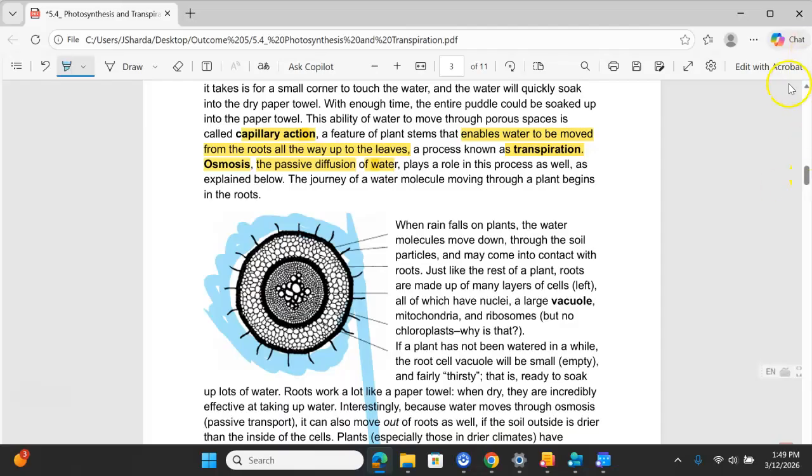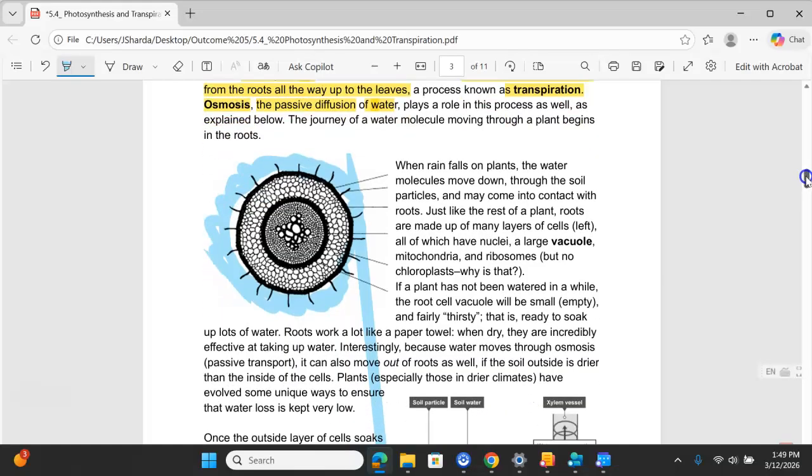Just like the rest of a plant, roots are made up of many layers of cells, as we see here, all of which have nuclei, a large vacuole, mitochondria, and ribosomes, but no chloroplasts. Why is that? If a plant has not been watered in a while, the root cell vacuole will be small, or empty, and fairly thirsty. That's one way to think about it. And by thirsty, we mean ready to soak up lots of water. Roots work a lot like a paper towel. When dry, they are incredibly effective at taking up water.